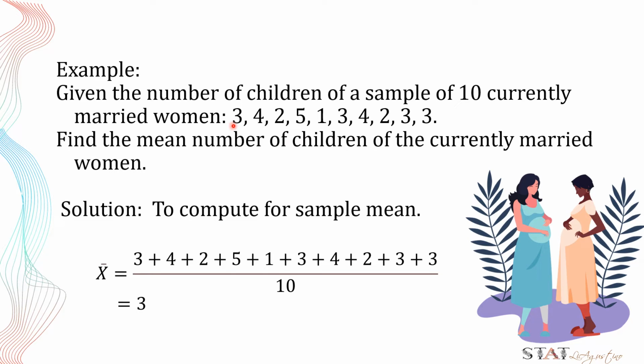How many women? It's 10, right? Sample size. So divided by 10 is equal to 3. So compute it and see that it is 3. The average number of children of married women is 3. So if someone would ask you, what's the average number of children of women in your church? So you add that. So probably there are 3. So you will have an idea that women there prefer few children in the family.